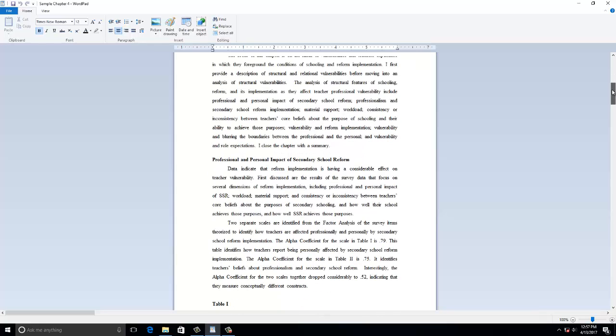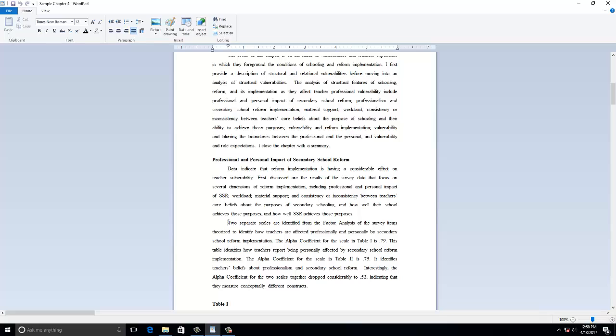Now, the first piece of data that I'm presenting is on the professional and personal impact of secondary school reform on the participants in my study. I start out by introducing the data. Data indicate that reform implementation is having a considerable effect on teacher vulnerability. First discussed are the results of the survey that focus on several dimensions of reform implementation, including professional and personal impact of secondary school reform. And it goes on to say what else will be covered.